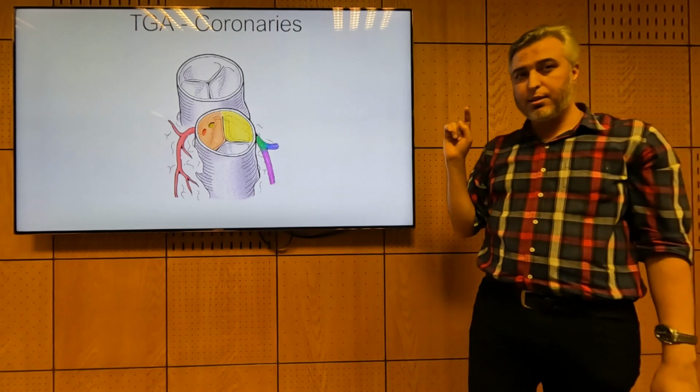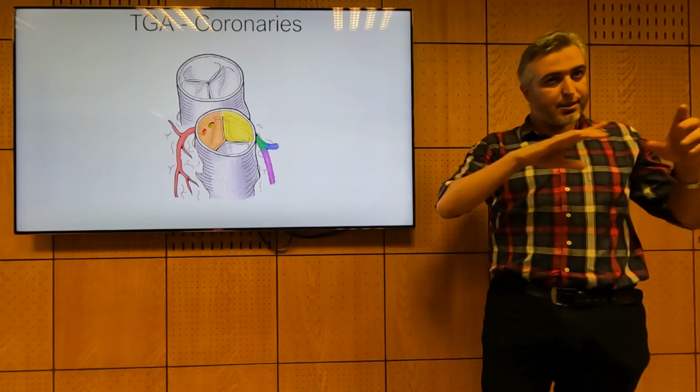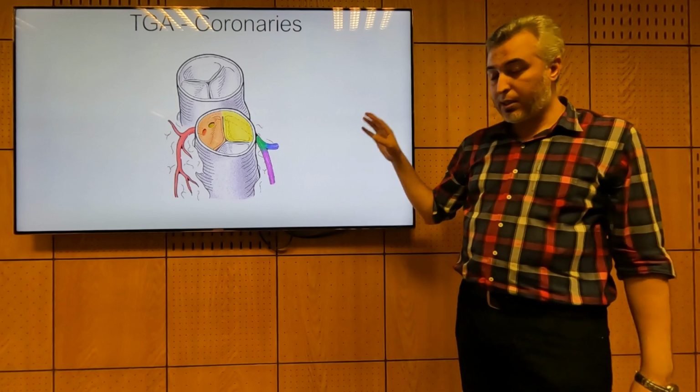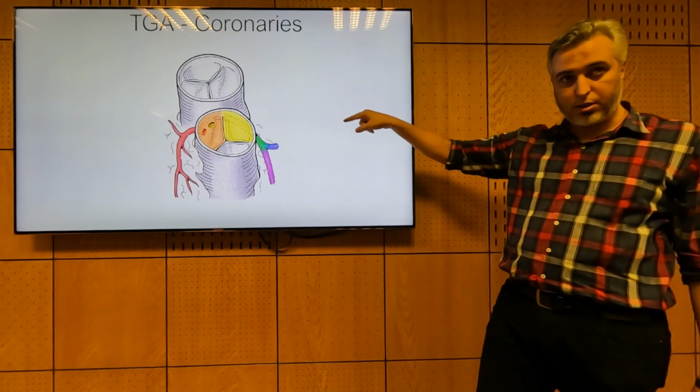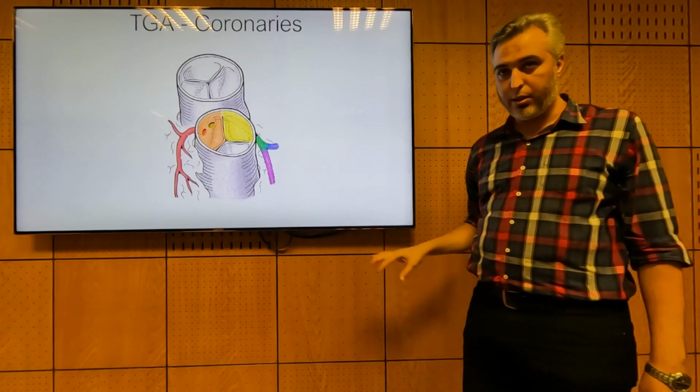So intramural coronary is a coronary passing inside the wall of the aorta, not inside the muscle of the ventricle, okay? Inside the wall of the aorta. And it does have a big implication during surgery, because we can cut across the coronary and then you get real trouble.